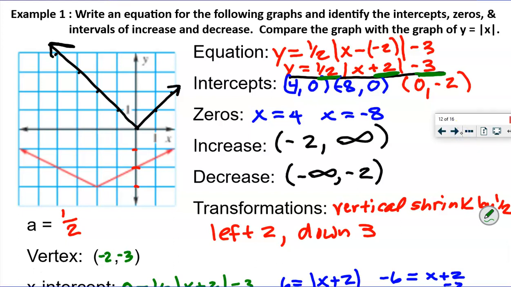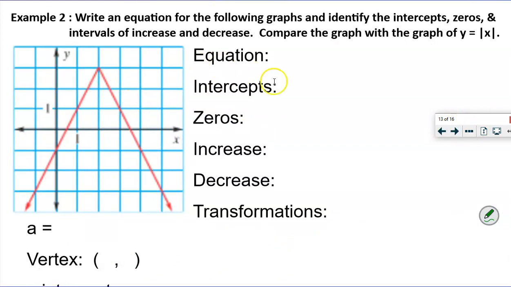So let's go on to the next one. So here again it says write an equation for the following graphs and identify the intercepts, zeros, and intervals of increase and decrease. Compare the graph with the graph of y is equal to the absolute value of x. Go ahead and try and do this one. Pause the video and come back to me when you're done.